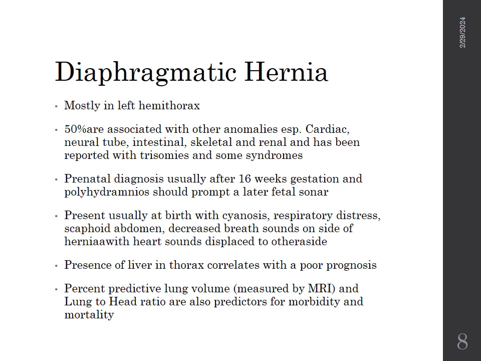We do have other predictive parameters that we look for in these babies. There's something called percent predictive lung volume, and this is measured by MRI. This percent predictive lung volume measures the relative lung volumes, and it has been found that the lower the percent predictive lung volume, the higher the risk. Also, the lung to head ratio is also measured prenatally, and it can really help predict the severity of the involvement.